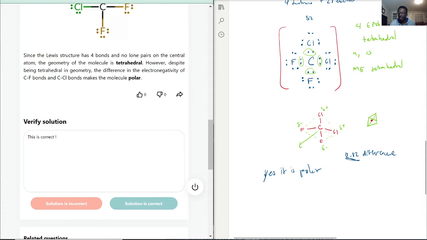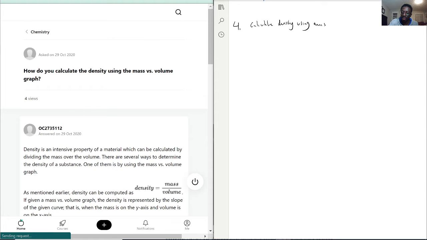Now let's move on to question number 4. Okay, so we have, how do you calculate the density using the mass versus volume graph? So this is a very good question, actually. But the first thing we have to understand is, what is density? Density as a formula is equal to P is equal to M over V. Okay, that is density. All right.